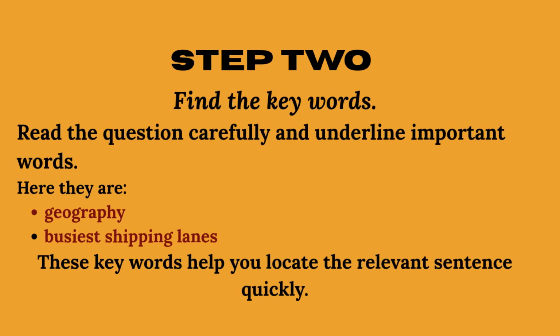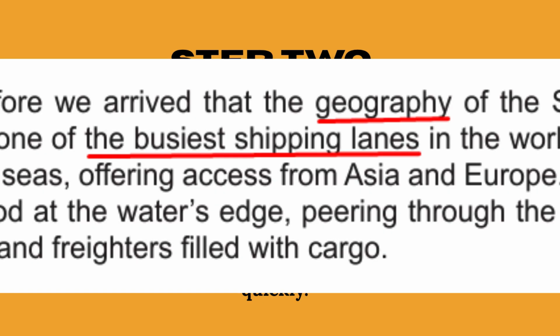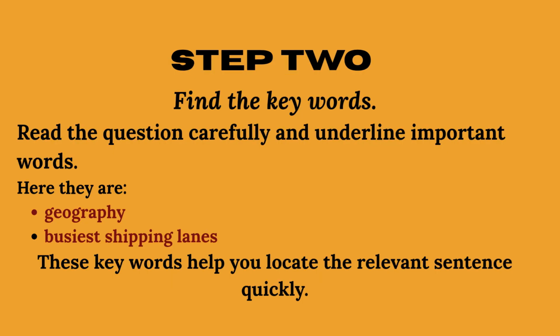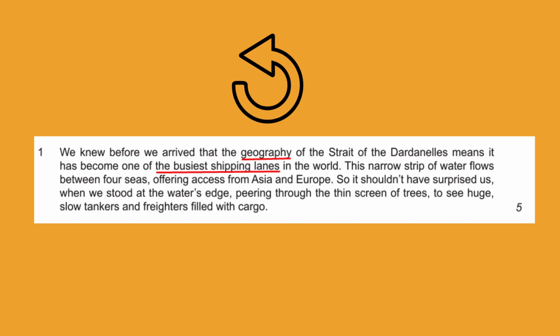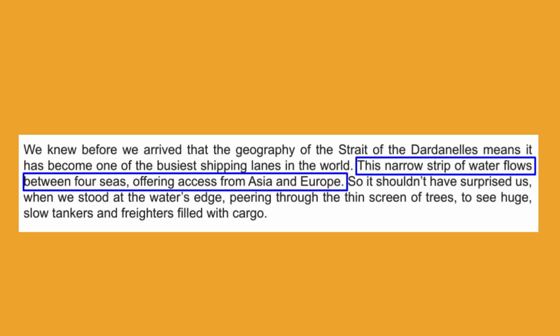Step 2. Find key words. Read the question carefully and underline important words. Here they are: geography, busiest shipping lanes. These key words help you locate the relevant sentence quickly. When you return to the passage, you find this sentence. This narrow strip of water flows between 4 seas, offering access from Asia and Europe. This sentence contains the answer.